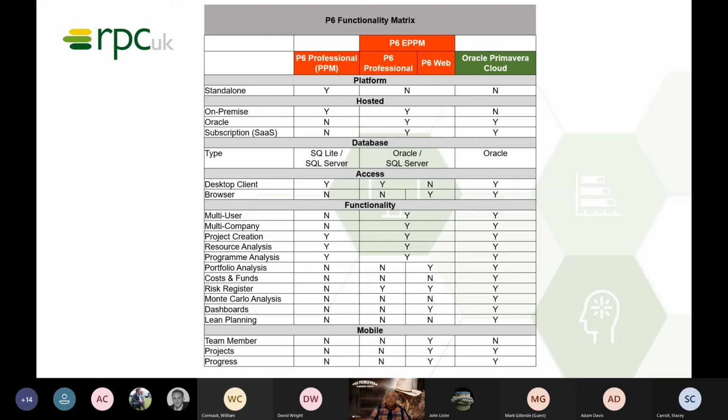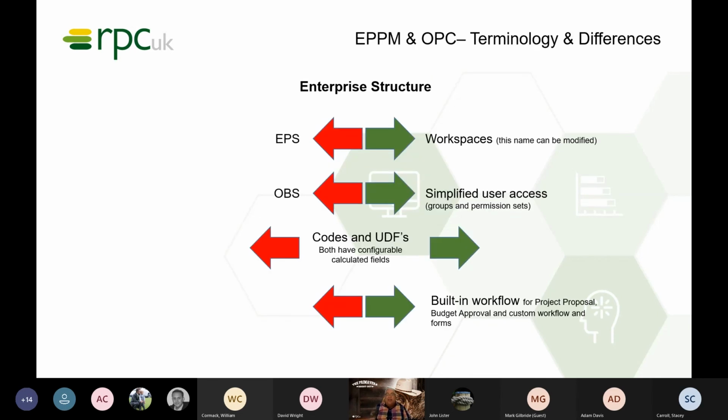So maybe you use EPPM for your planning and scheduling, but there's 3 or 4 users that need to run the risk analysis in Monte Carlo, so you can use Oracle Primavera Cloud. So there's a gateway, an integration between P6 and OPC. We do have some customers who actually have both P6 EPPM and OPC. Like I say, that's a brief overview of the functionality matrix. What I've tried to do on the next couple of slides is describe some of the terminology and differences between EPPM and OPC. So if you're familiar with P6, for example, you know it's called the EPS, the Enterprise Project Structure.